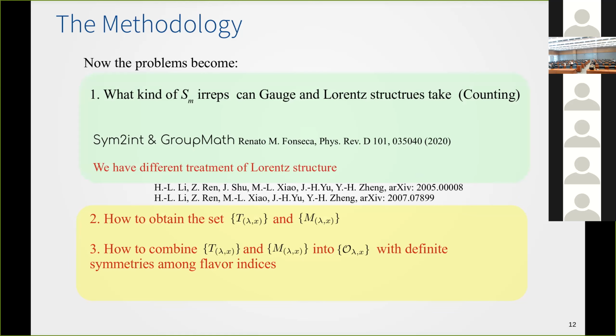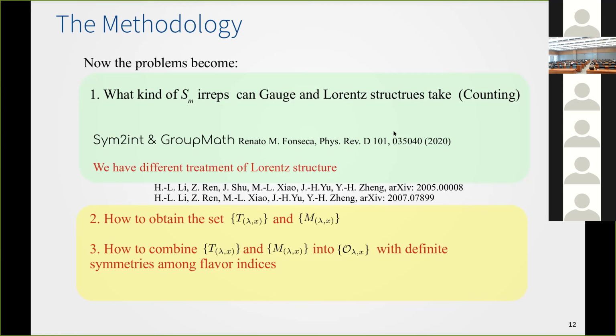And the first one is to determine what kind of irreducible representation space of the symmetric group that the gauge and Lorentz structure can take respectively. And this is just a counting problem, and they are solved by the sim2int package and explained very well in this literature. However, their work is just limited to the counting. They cannot find the explicit expression of them.